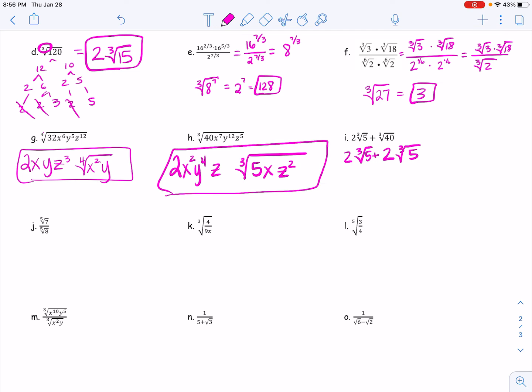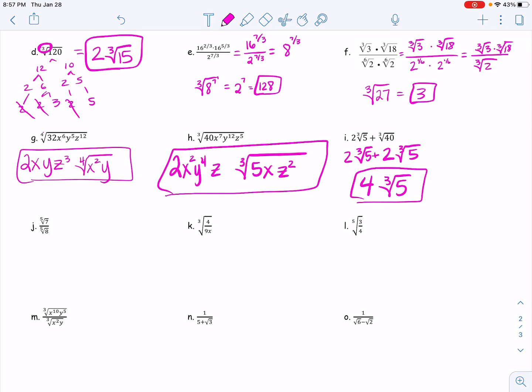Think of this as 2x plus 2x because I have the exact same thing here and here, which is what I want in order to add or subtract. So this is going to give me 4 cubic root of 5. Not 4 cubic root of 10, not 4 sixth root of 10, not 4 sixth root of 5. These are the same. Think of those like variables. You're just adding the numbers. But those radicals have to be the same in order for you to add or subtract.